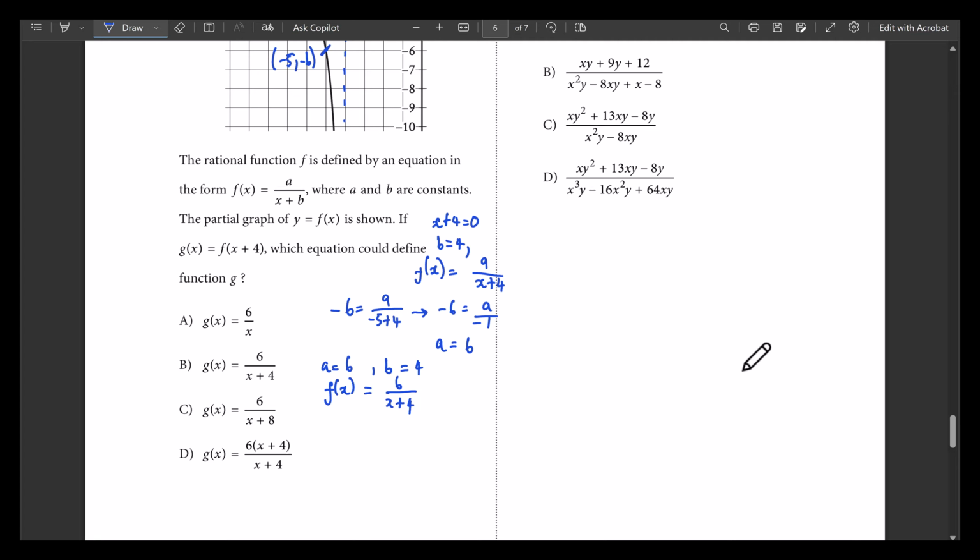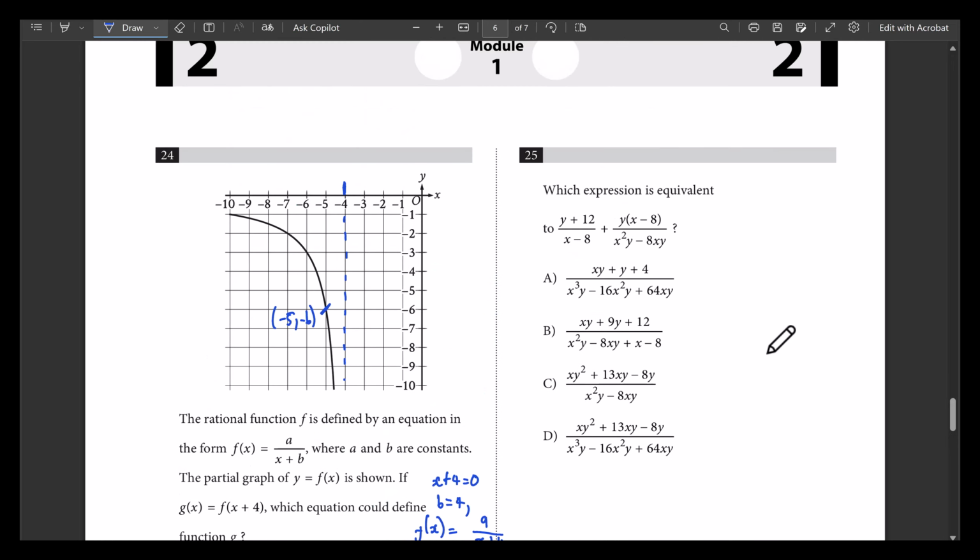And then to find g of x, we're going to substitute x plus 4 into f of x. Hence we have g of x is equal to f of x plus 4, and we get 6 over x plus 4 plus 4, which is equal to 6 over x plus 8. Hence our g of x is equal to 6 over x plus 8, and the answer is C. And back to number 25.